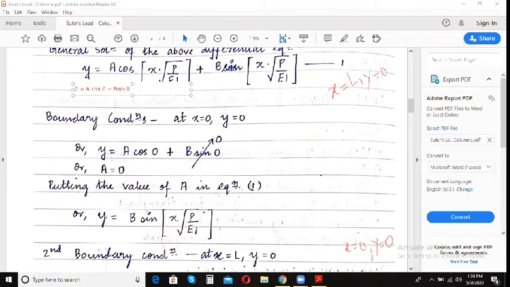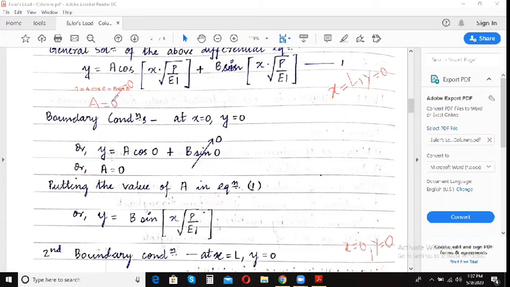Now how much is sin 0 degrees? It is equal to 0, and cos 0 degrees is equal to 1, right? So this term is going to get cancelled, and cos 0 is equal to 1. Hence we have a = 0.